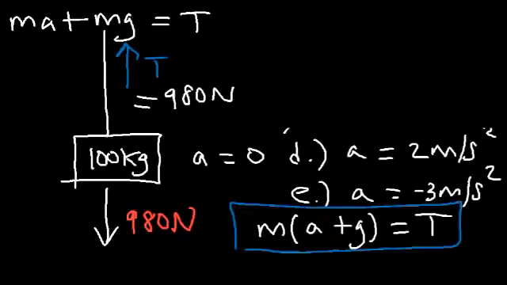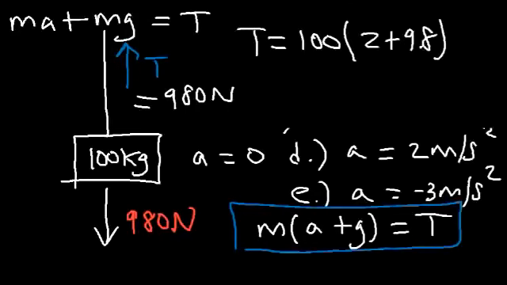If the block is accelerating in the upward direction, the tension force is going to be greater than 980. The tension force has to support the weight of the object, plus it has to accelerate the object upward. So that requires more work. Using the equation, it's going to be 100 times 2 plus 9.8, or 100 times 11.8, which is 1180. So it takes a lot more effort to accelerate the object in the upward direction.